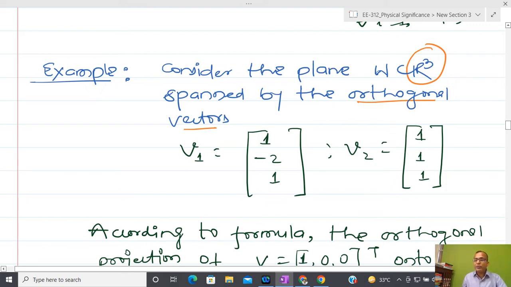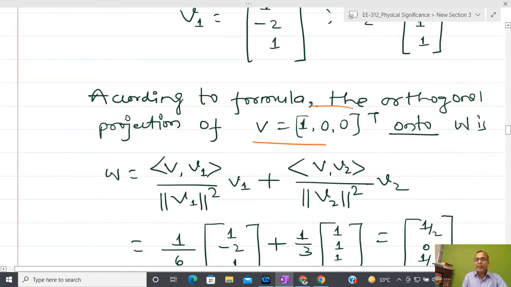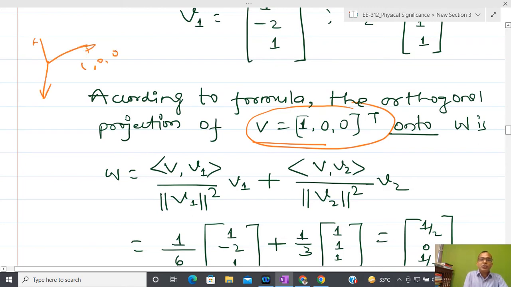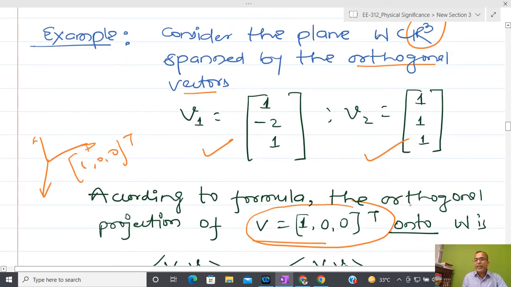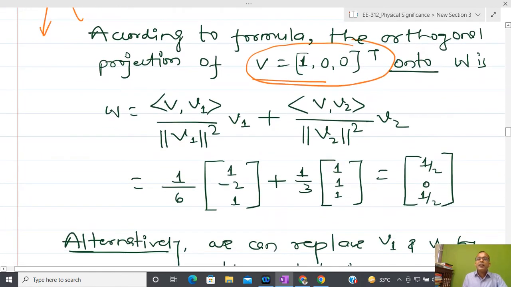Now I want to project a vector. In three-dimensional space, suppose I have three vectors, and one standard basis vector is 1 0 0. I want to project that standard vector on this particular subspace that is spanned by these orthogonal vectors. So how to do that? Again, I can write W, and since V1 and V2 are orthogonal vectors, that is nothing but an orthogonal basis. I have substituted the orthogonal basis here, and after that I have to project this vector on the first orthogonal basis vector, and since this is not orthonormal, I have to take the corresponding norm.